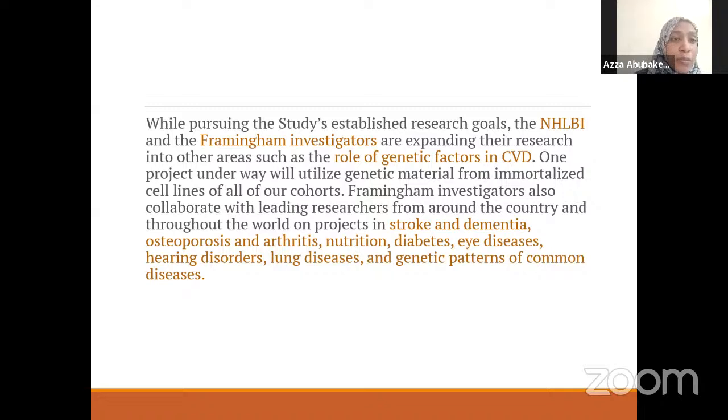One project underway will utilize the genetic material from immortalized cell lines of all of the cohorts. The Framingham investigators also collaborate with leading researchers from around the country and throughout the world on projects in stroke, dementia, osteoporosis, arthritis, nutrition, diabetes, eye disease, hearing disorders, lung disease, and genetic patterns of common diseases.